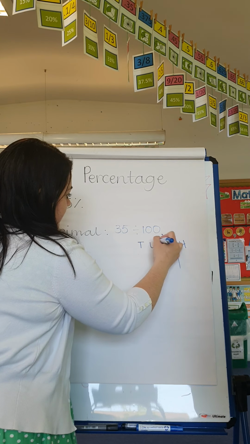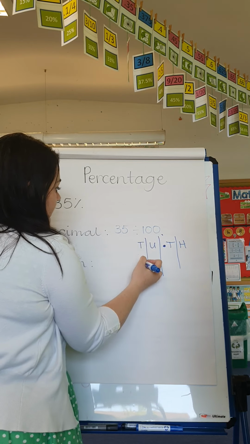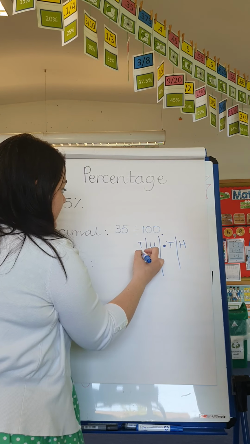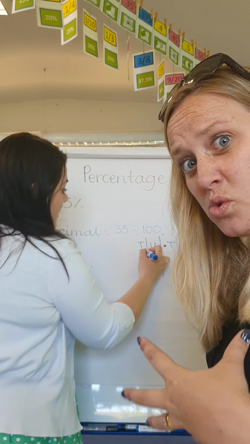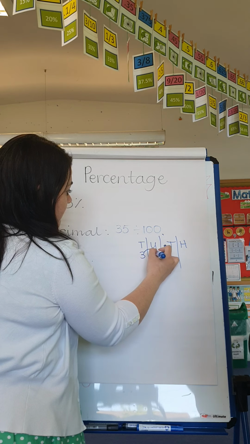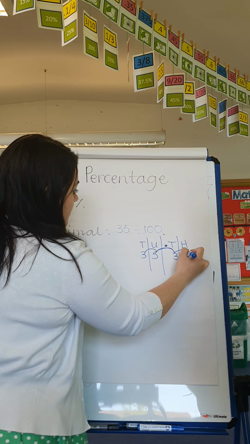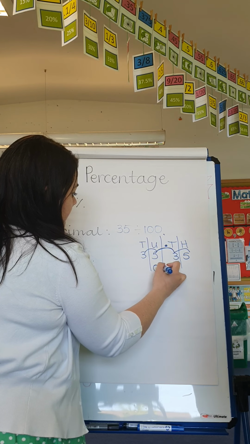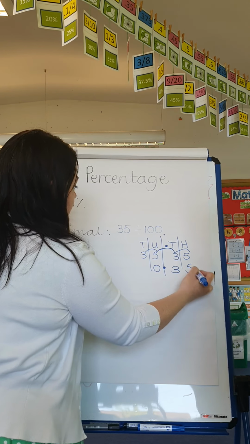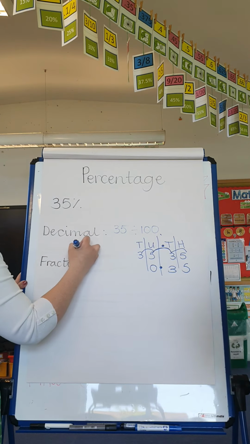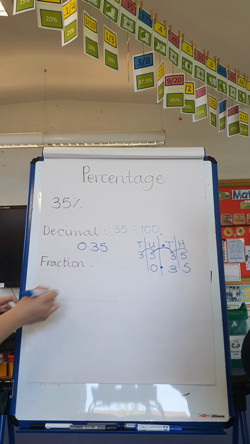That's your decimal point, and I'm going to move it back 2 places because she's making her 35 number smaller. I'm moving that 2 places, that'll be 1, 2. And then this one, 1, 2. So it should be 0.35. So 35% as a decimal is 0.35.